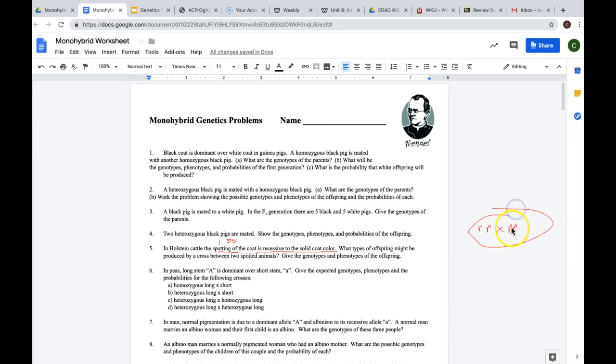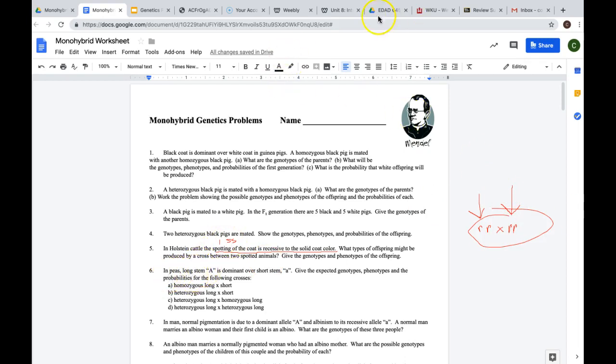So if they're both this, then the genotypes are all going to be homozygous recessive. Phenotypes are all going to be spotted. Okay. All right. So let's move on to this.